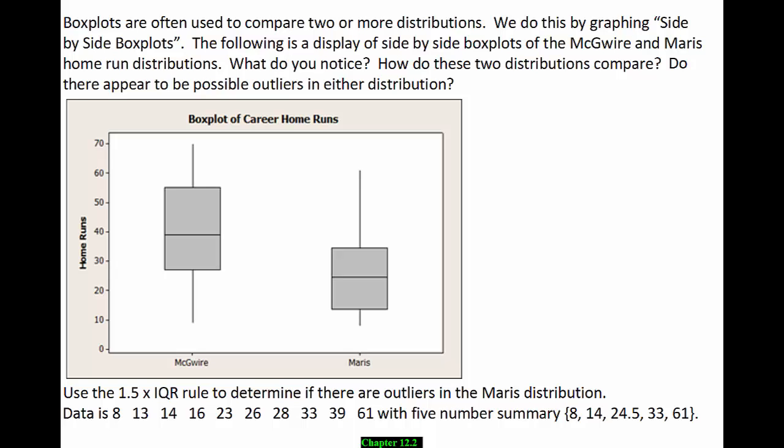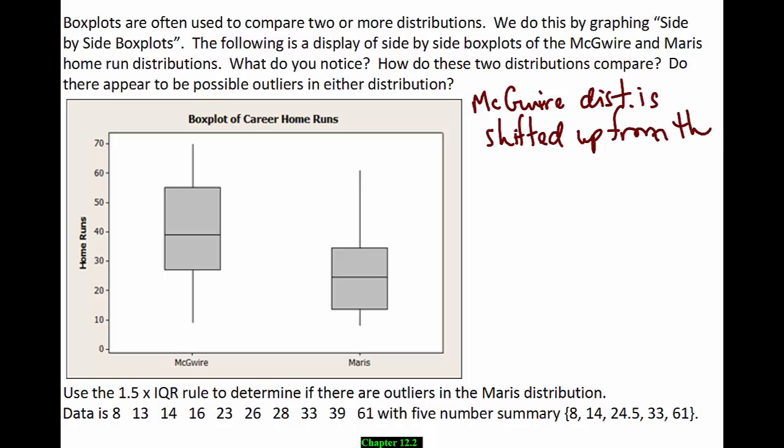What do you notice on these pictures? How do these distributions compare? And do there appear to be any possible outliers in either distribution? Well, we can see that the McGuire distribution appears to be shifted up from the Maris distribution. It's also got a bigger interquartile range because the box is bigger, and it looks like a bigger full range because the whiskers extend beyond the Maris distribution.